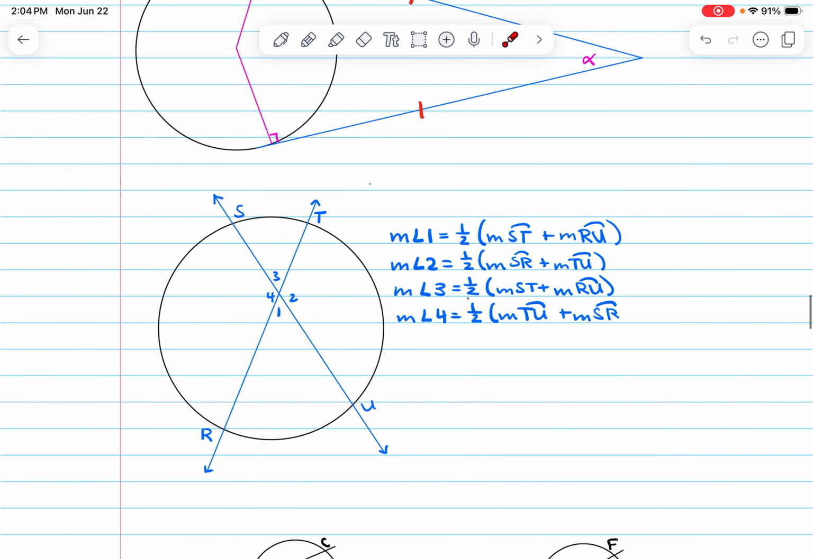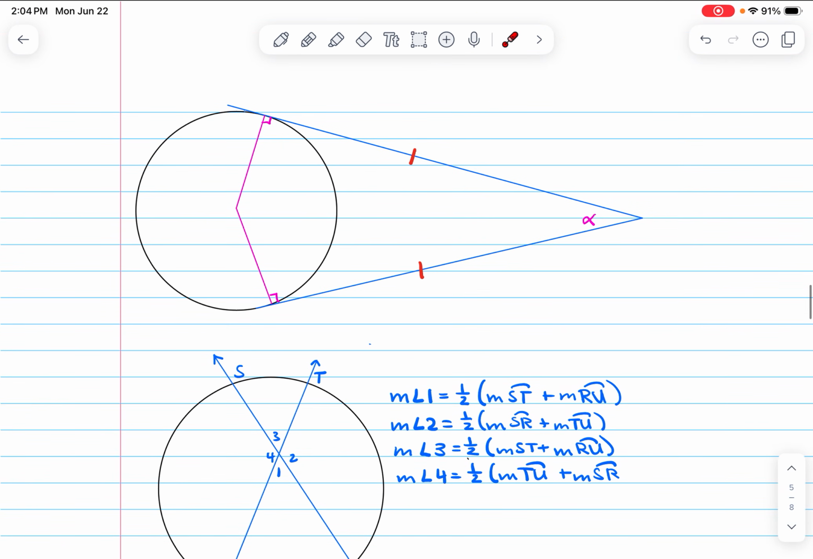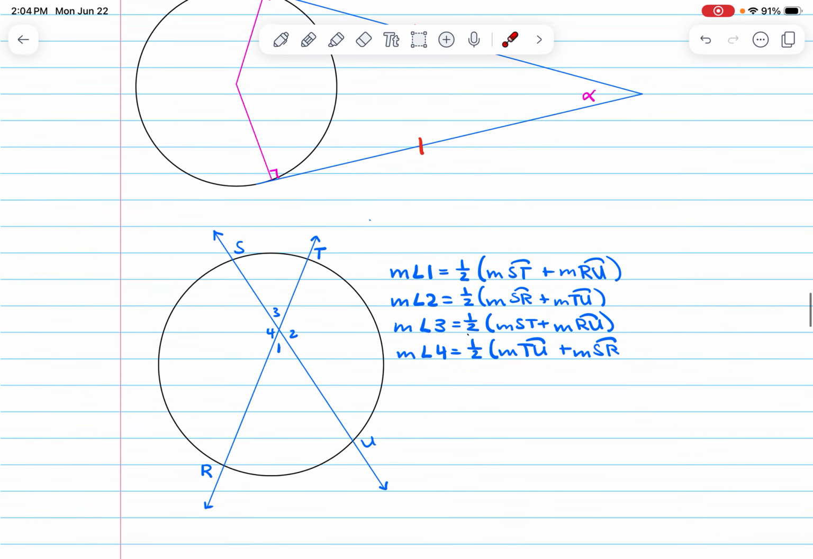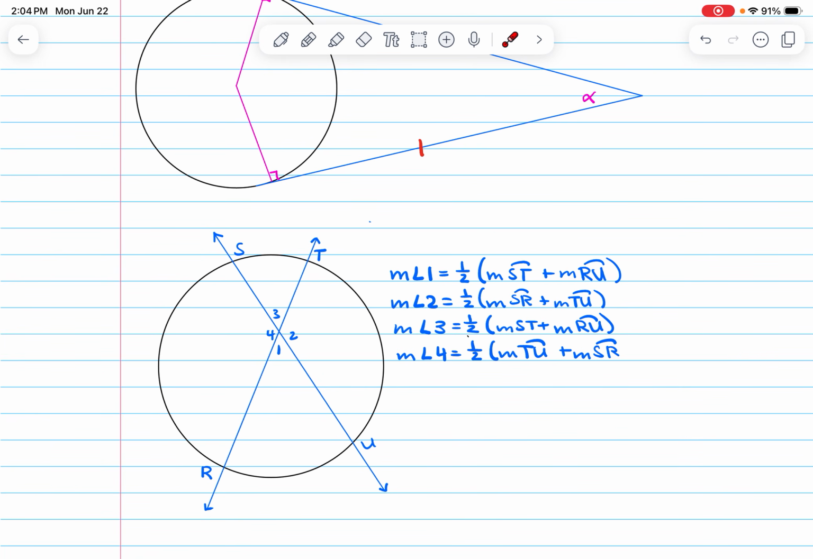And also, this is very important. Right angles are formed here. Right here, a segment from the center of the circle to that point of tangency makes a right angle.